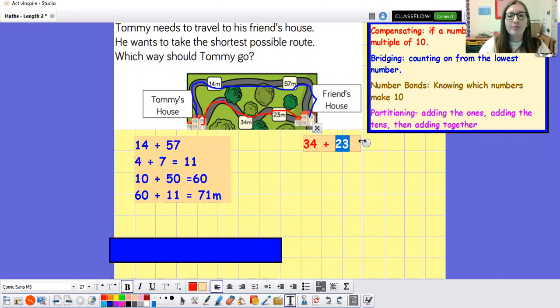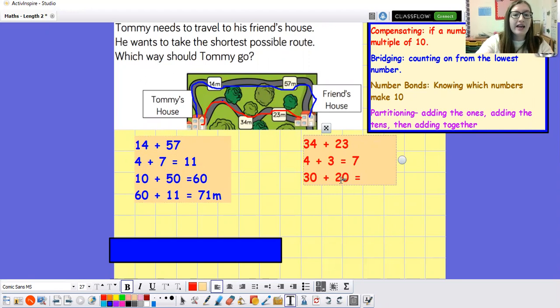Let's have a look at route B. Let's partition this one as well. So let's do 4 add 3, which is 7. Let's take 30 add 20, because 3 tens and 2 tens, 30 add 20, and that equals 50. And then take those numbers together, 50 add 7 equals 57 meters.